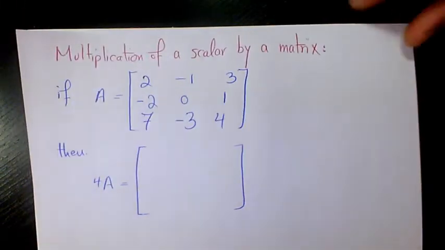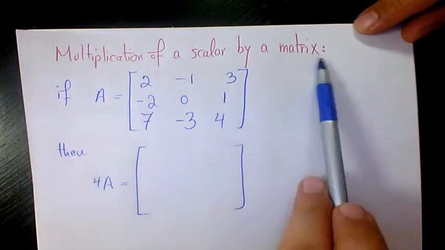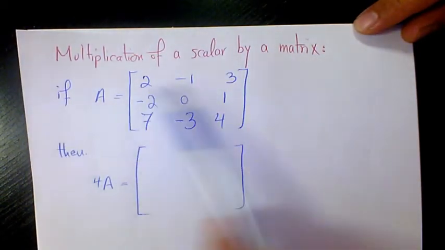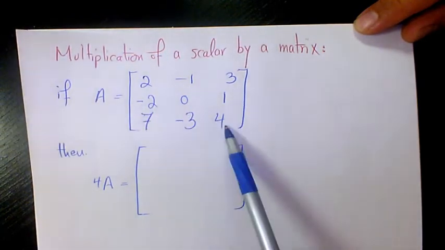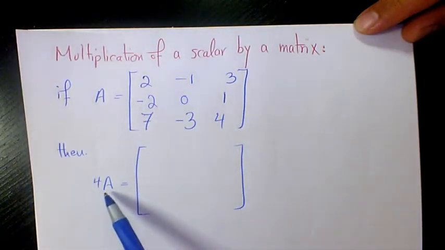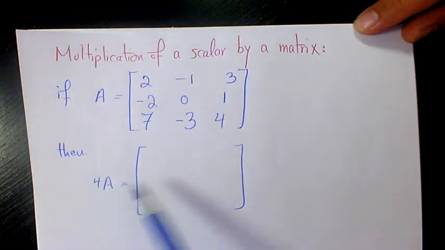Now I want to show you multiplication of a scalar by a matrix. If matrix A is 3 by 3, with rows 2, negative 1, 3, then negative 2, 0, 1, then 7, negative 3 and 4, and then we want to find out 4A. It means 4 times A. It means that we need to multiply all the elements by 4.